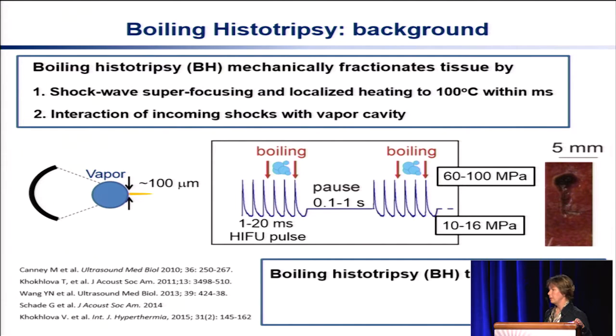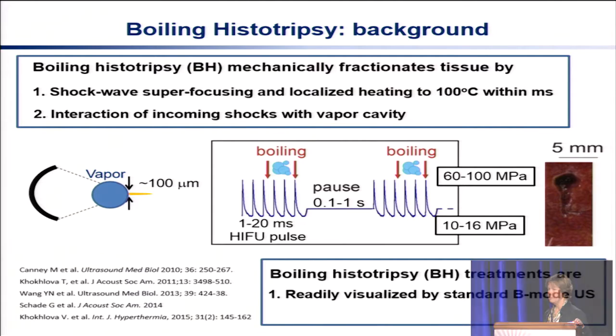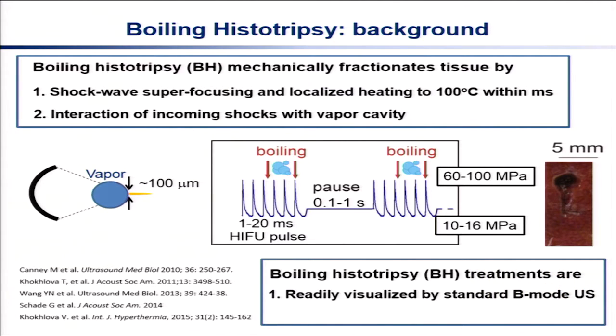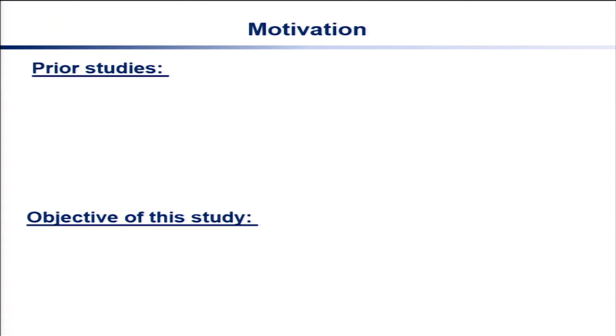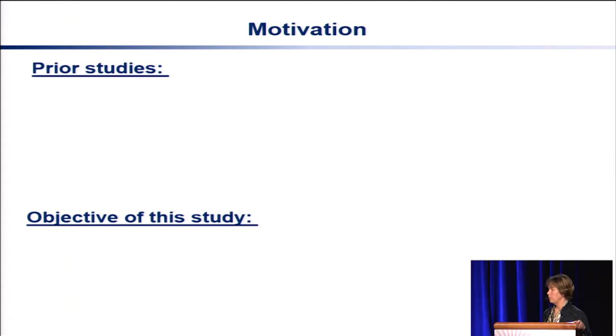Boiling histotripsy treatments have been shown to be readily visualized by standard B-mode ultrasound imaging, which is beneficial for clinical use. It was also shown that it is capable of sparing connective tissues, which is also a nice clinically beneficial effect. So the motivation of this work was based on our previous studies.